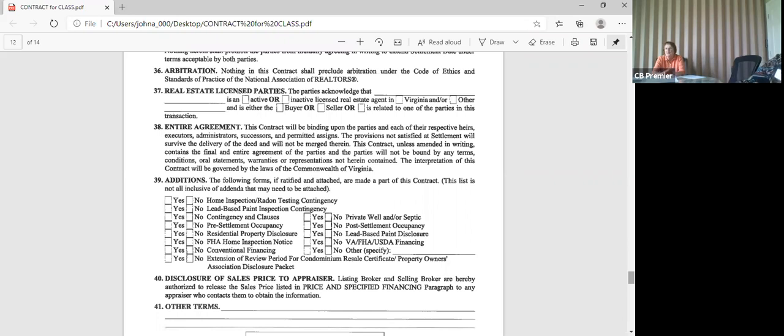So if it hasn't closed, the terms of the contract go on and it goes to their heirs. This contract will be binding upon the parties and each of their respective heirs, executors, administrators, successors, and permitted assigns. The provisions not satisfied at settlement will survive the delivery of the deed and will not be merged therein. This contract, unless amended in writing, contains the final and entire agreement of the parties, and the parties will not be bound by any terms, conditions, oral statements, warranties, or representation.